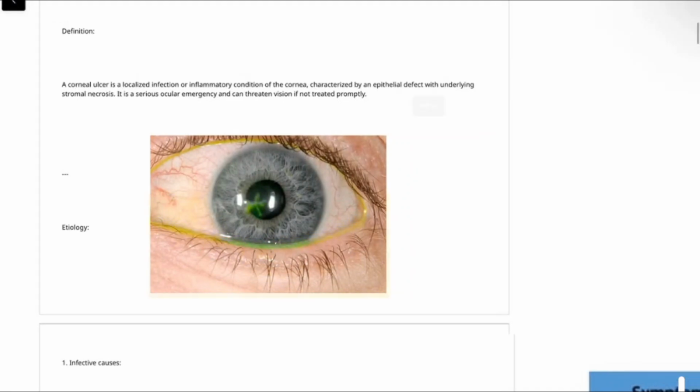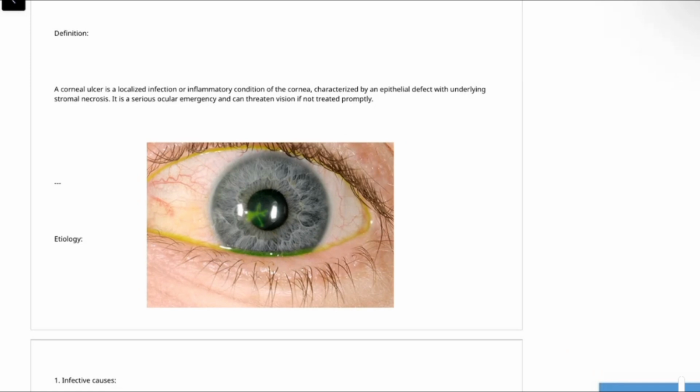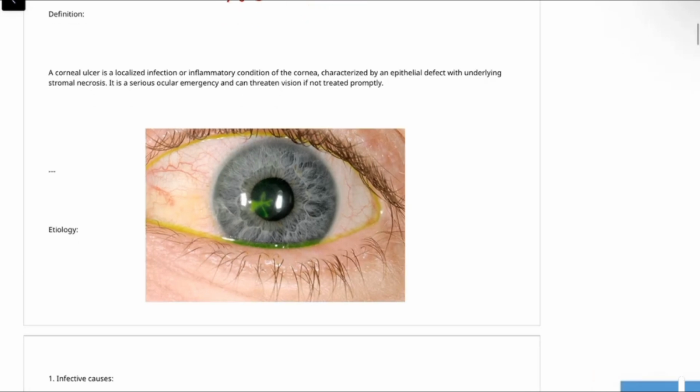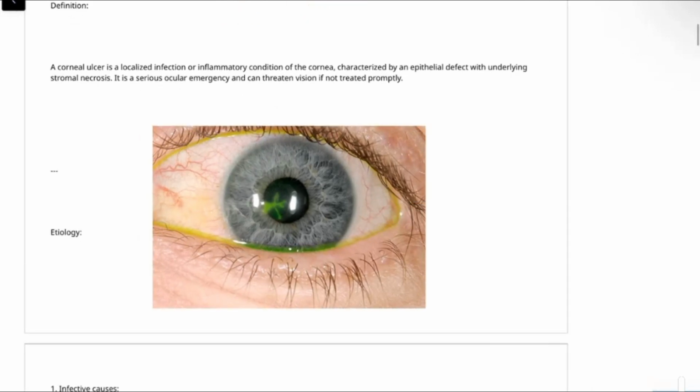Another important pathology of the eye, you can say corneal ulcer. What is the definition of corneal ulcer? It is a localized infection or inflammatory condition of the cornea characterized by an epithelial defect with underlying stromal necrosis. Okay, it is a serious ocular emergency.